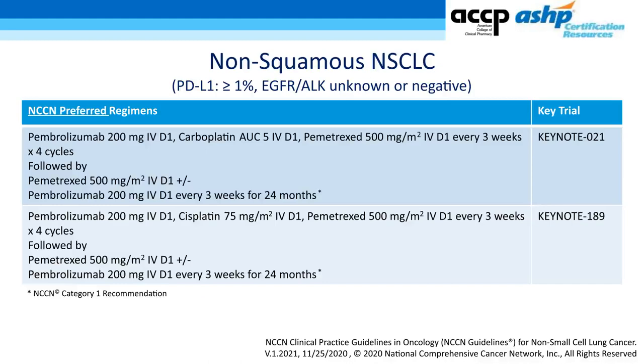As described, for our non-squamous patients that have PD-L1 status of greater than 1%, no actionable mutations, we could consider a couple of options. So on this slide, we have pembrolizumab in combination with either carboplatin and pemetrexed or cisplatin and pemetrexed, with the noted key trial listed on your slide.